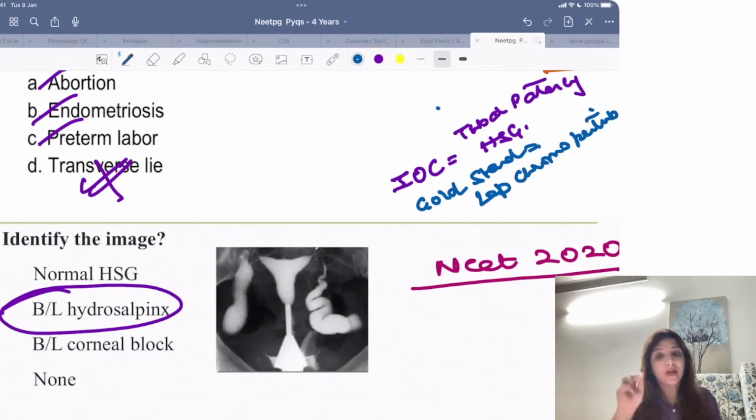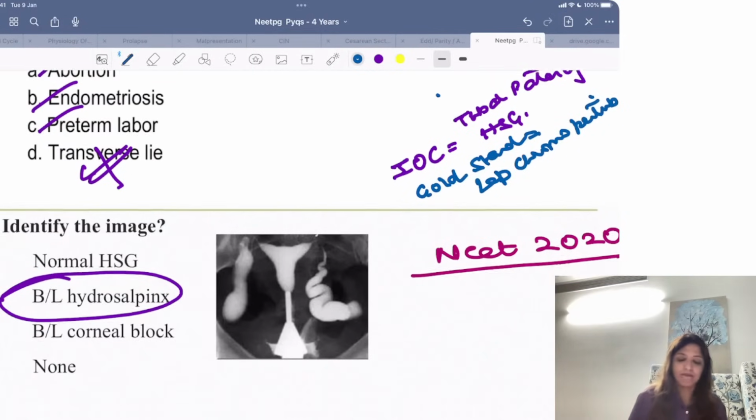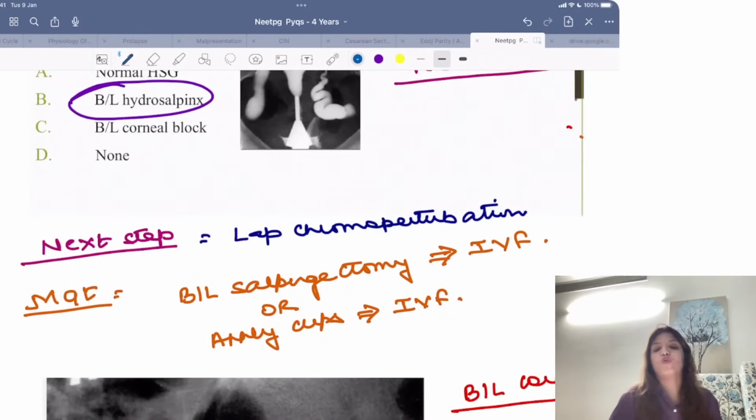Right? So whenever I get an image like this and they ask me what is the next step, my next step will be laparoscopic chromopertubation. Right? Now, in case of hydrosalpinx, how do I manage? Hydrosalpinx means the tubes can no longer be used now. So I have to do an IVF, right?